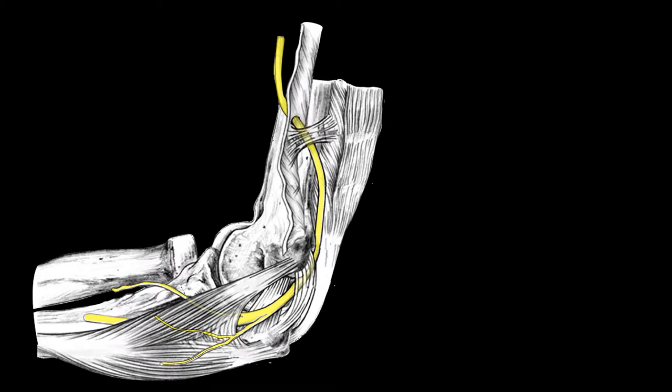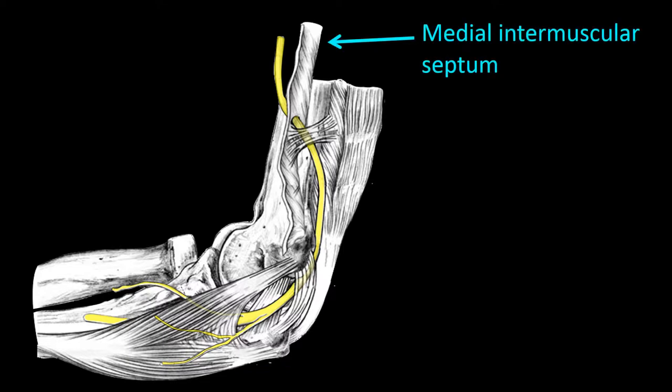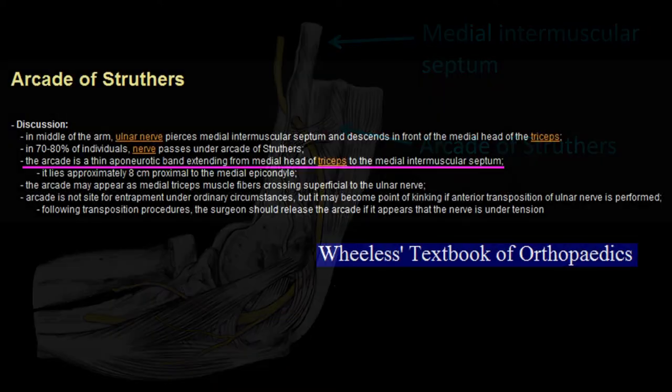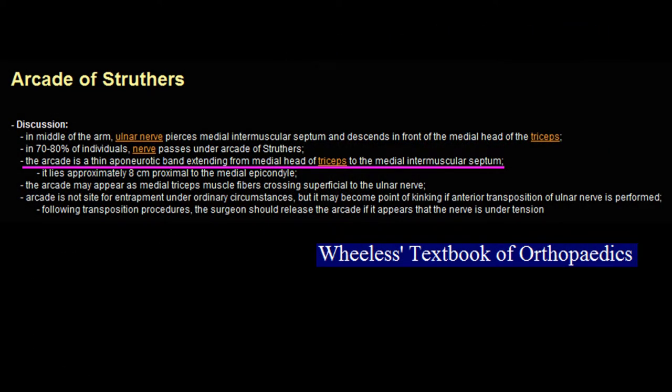I have now introduced a new figure. This is viewed from the medial side. Again, I'm showing you the medial intramuscular septum, and I will introduce the arcade of Struthers, which is defined as a thin aponeurotic band extending from the medial head of the triceps to the medial intermuscular septum.